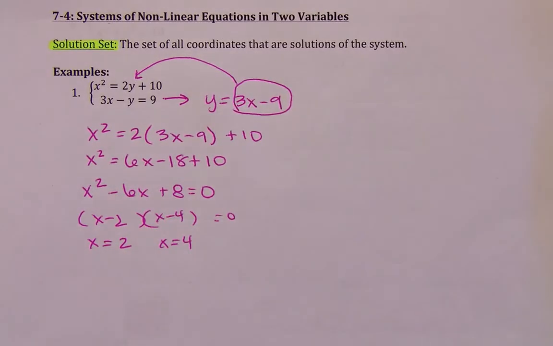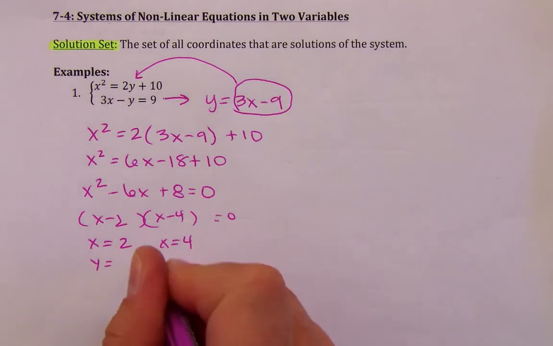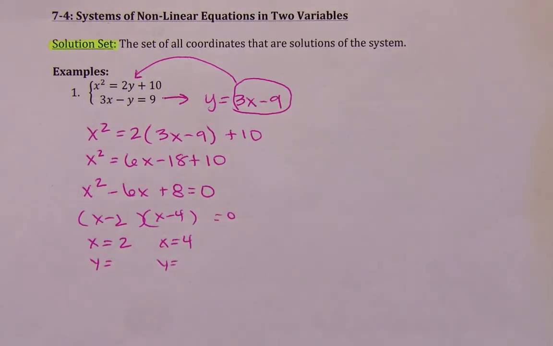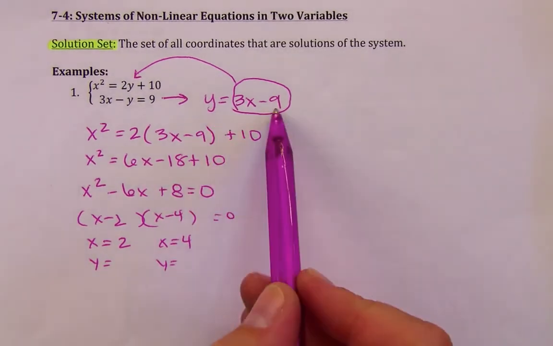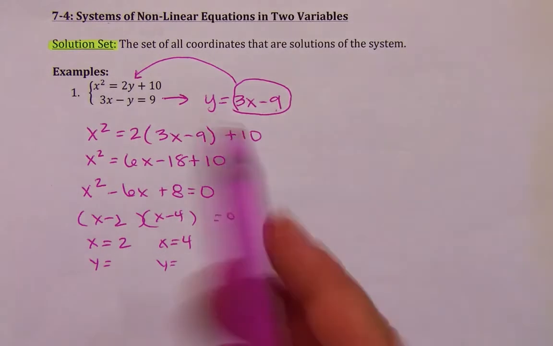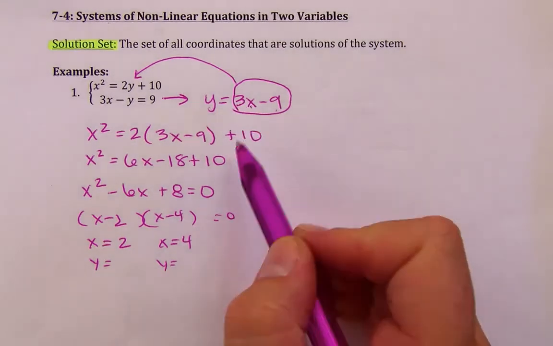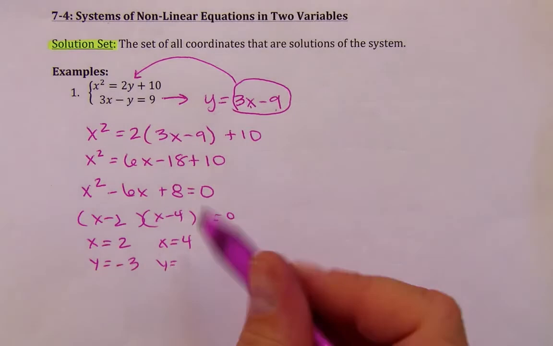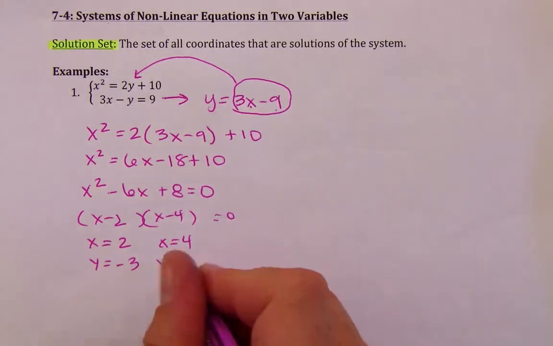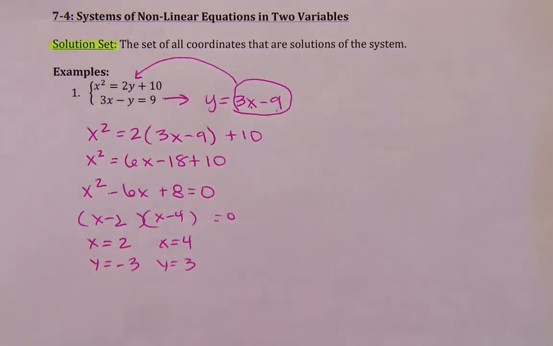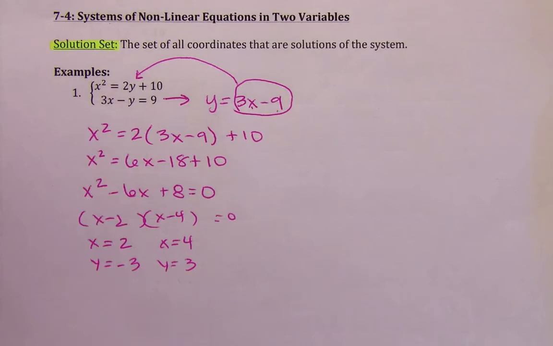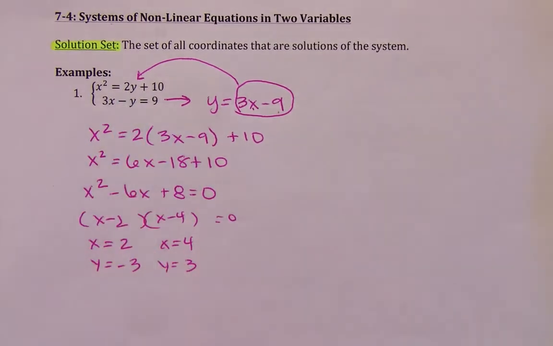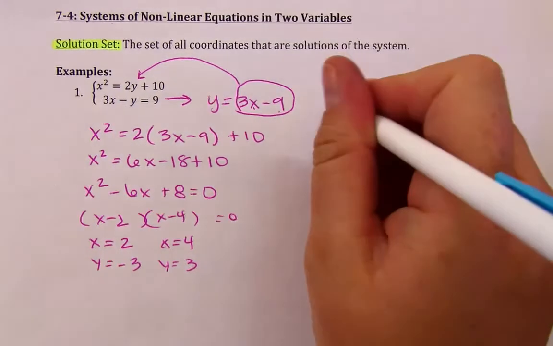Now we don't get to stop there. We need to find the matching y values. So we need a y value for each of these. And I can actually plug those into this equation and find them. So if I plug in 2, 2 times 3 is 6, minus 9 is negative 3. And plugging in 4, 4 times 3 is 12, minus 9 is 3. But what I need to do now is check these values and make sure that they work in both of these equations. So we're going to check.